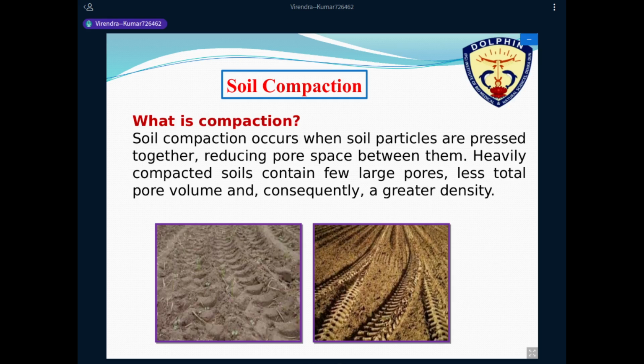So compaction is when we find that the volume of the soil particles is very close and the volume of the pore space, macro or micro, is very little. This type of characteristic or structure of the soil means degradation of the land.